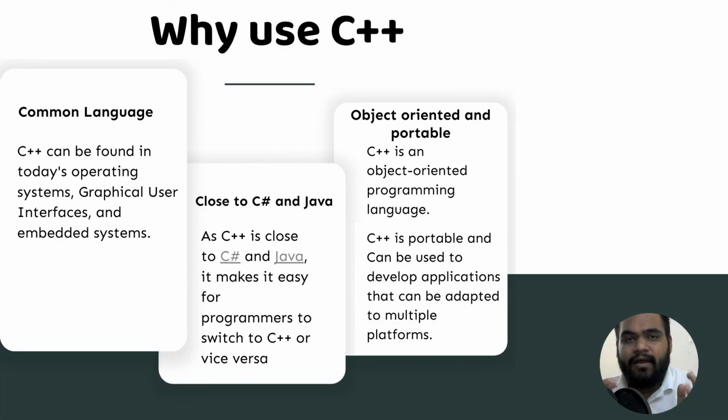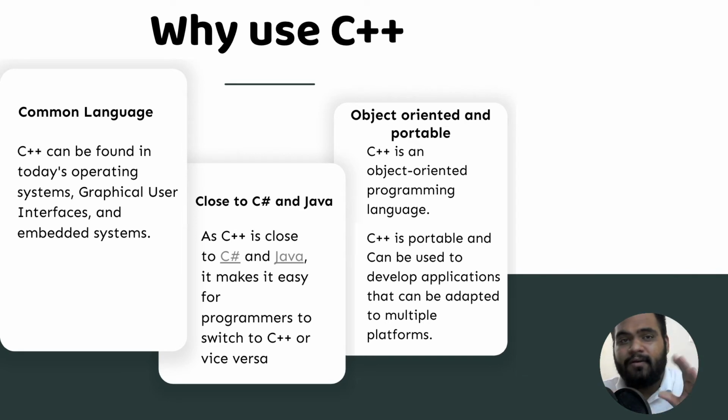Now let's move on to why I use C++, because a lot of people might be thinking that Python is a good language and everything, so why would you still use C++ in 2021? That's a very common and prominent question. Firstly, it's a very common language. C++ can be found in today's operating systems, GUIs, and embedded systems as well. Even if you're working with Arduino or hardware systems, you can still use C++.